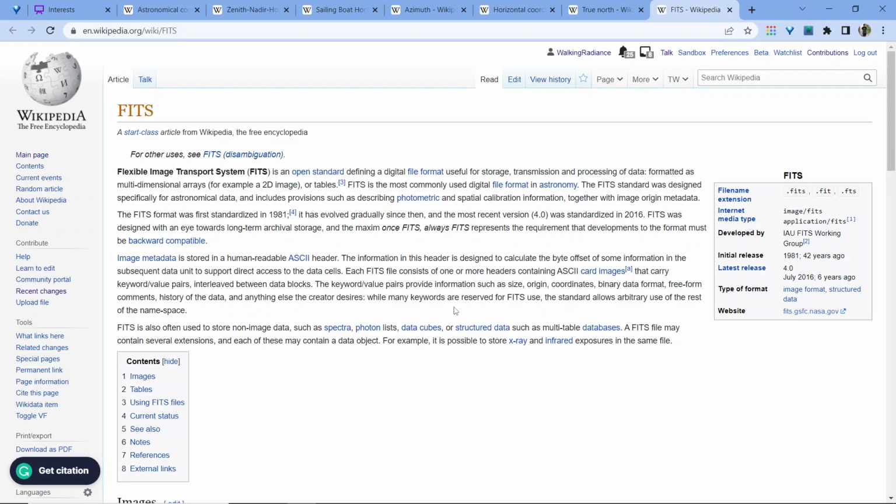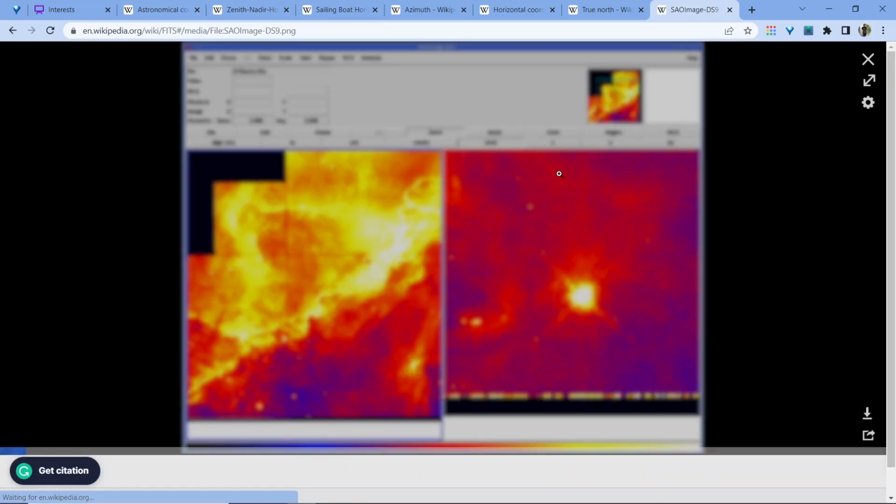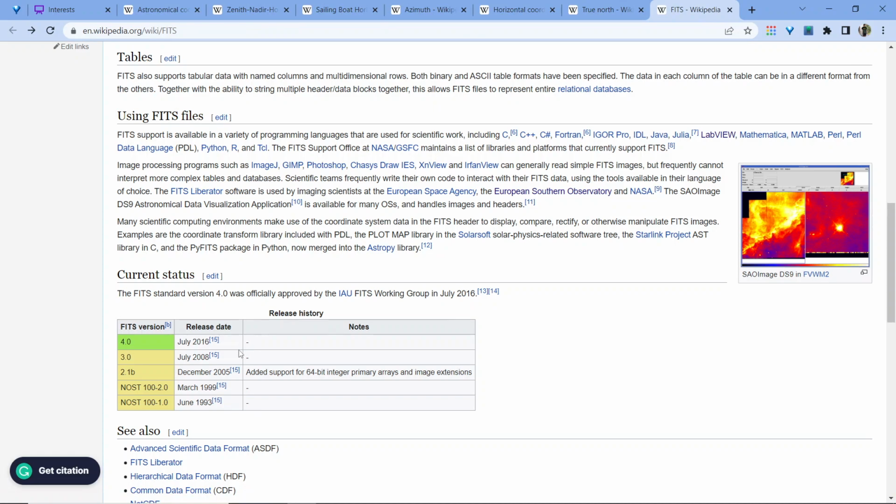FITS is also used to store non-image data such as spectra, photon lists, data cubes, or structured data such as multi-table databases. A FITS file may contain several extensions, and each of these may contain a data object. For example, it is possible to store X-ray and infrared exposures in the same file. So here's an example of a FITS file. The current status was officially approved.